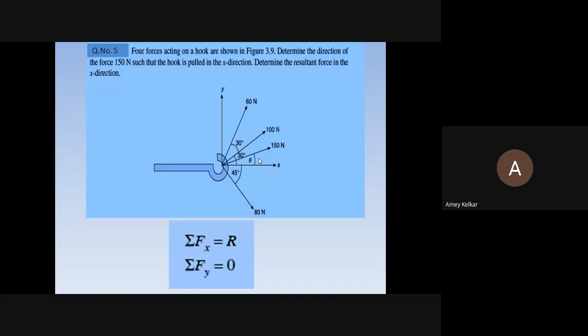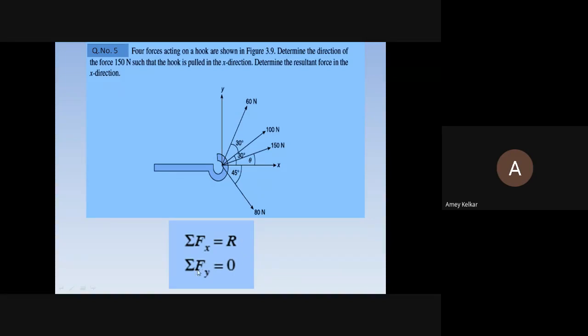You only have to take care which axis the angles are given with, because here 30 degrees is given between these two forces. So if you take from the x-axis, it becomes 60 degrees. So what will be the equation? 60 cos 60, then 100 cos 60, 150 cos theta, which is unknown, and 80 cos 45 is equal to R.